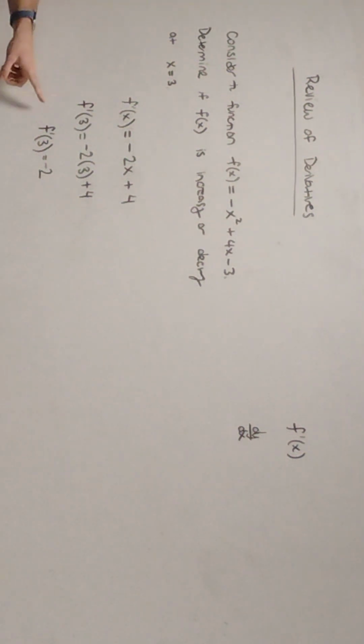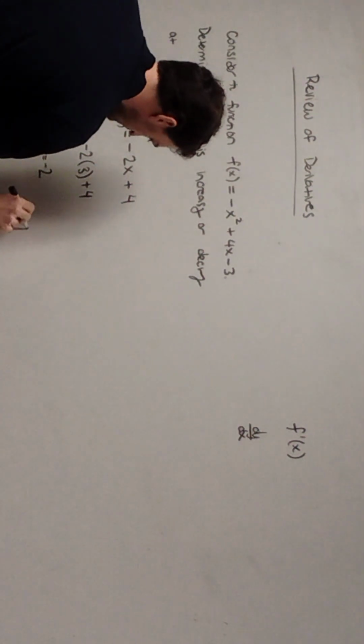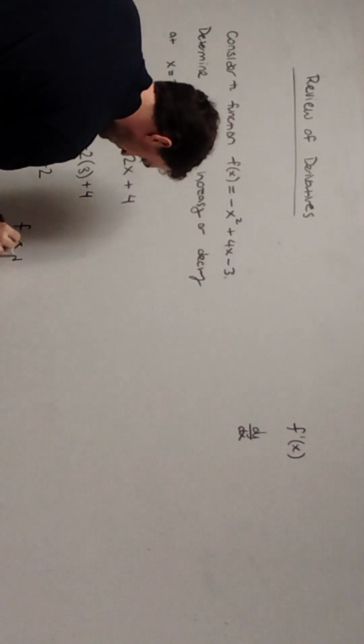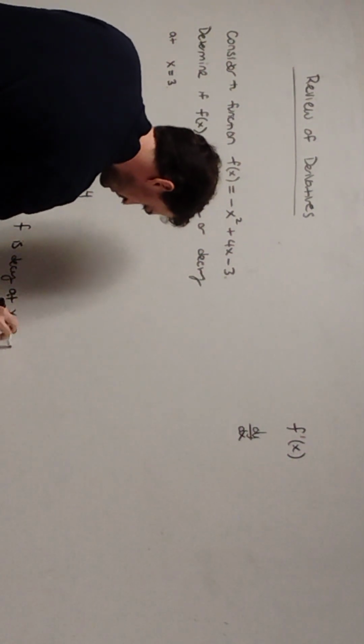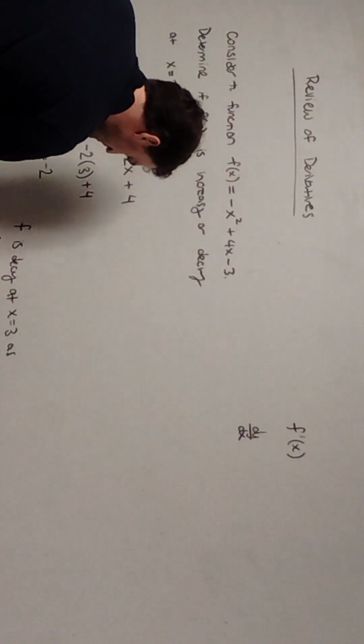So because the value of my derivative is negative, I don't care what the number is. Just because it's a negative number, I can say the function is decreasing. So I can say f is decreasing at x equals 3, as f prime of 3 is negative.